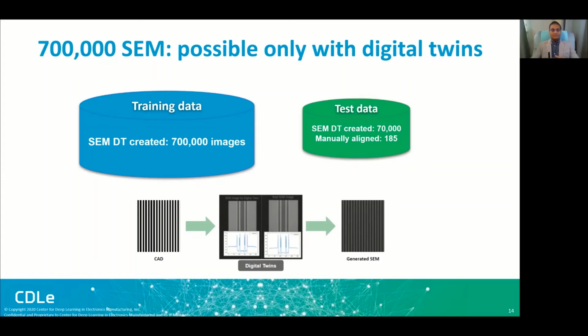And where else could we get it from? We cannot get it from the mask shops. So we generated them using the digital twin. 700,000 images for training data and 70,000 for test data. And we manually aligned images for testing purposes.